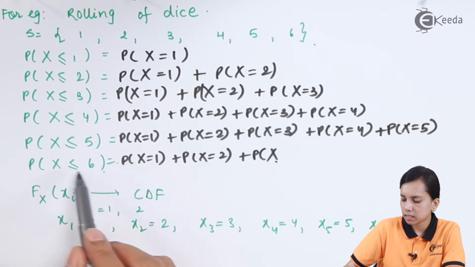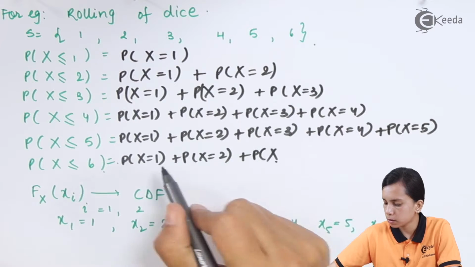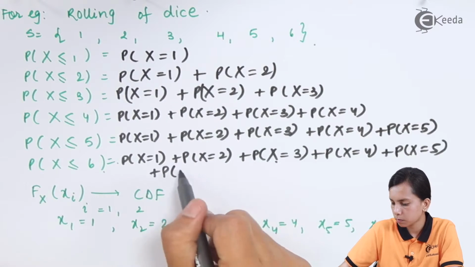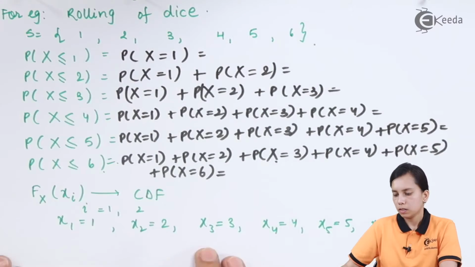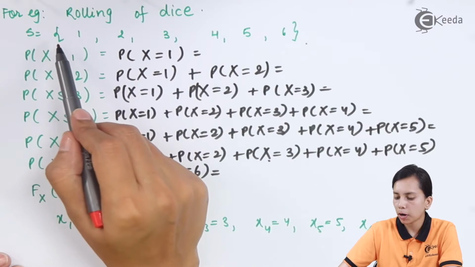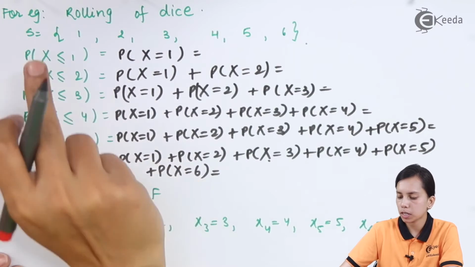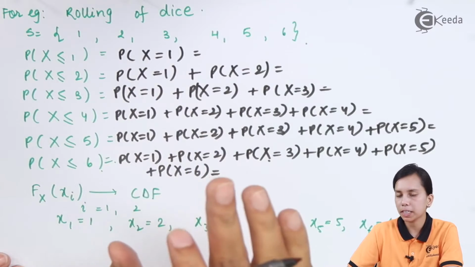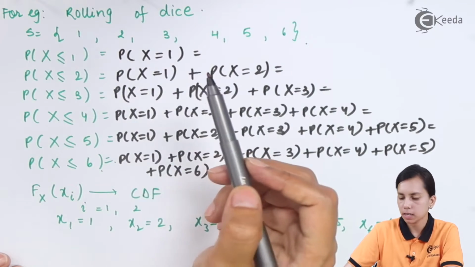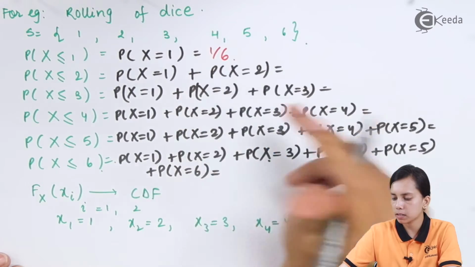Probability of X less than or equal to 6 consists of all the events 1, 2, 3, 4, 5, 6. Probability of X equals 1: the sample point is just 1, and the sample space is 6. So the probability of getting any number when rolling a dice is always 1 by 6.